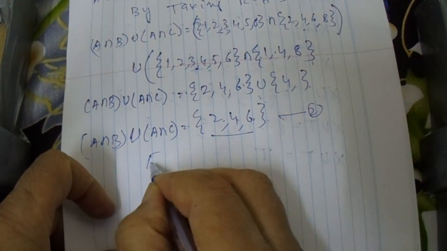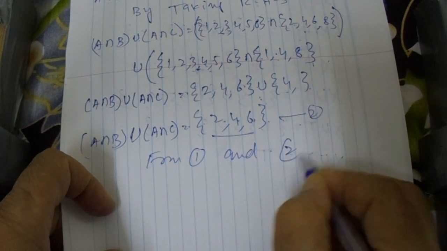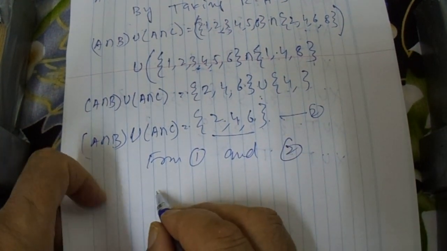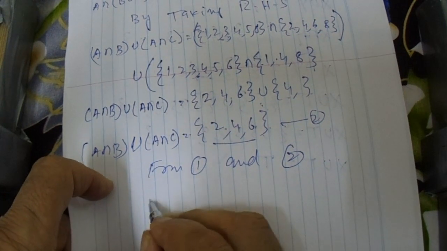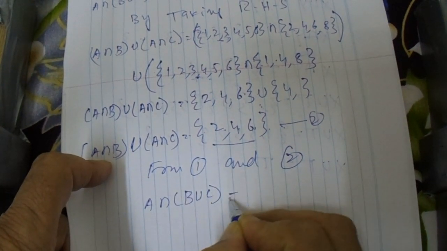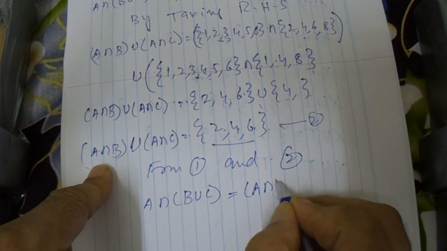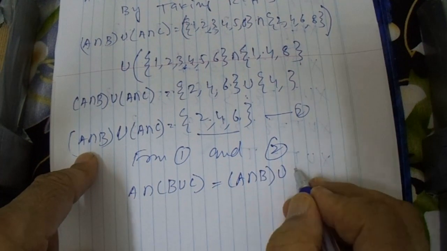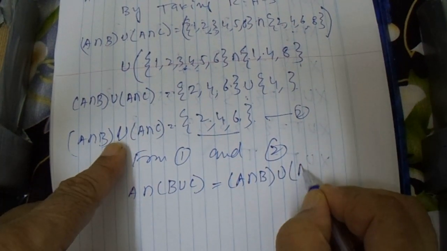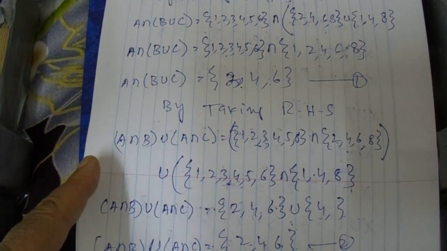And from 1 and 2, left hand side A intersection (B union C) is equal to (A intersection B) union (A intersection C). Now this is our question. Now remaining parts you will do yourself.